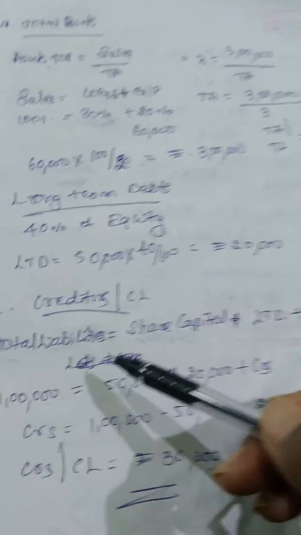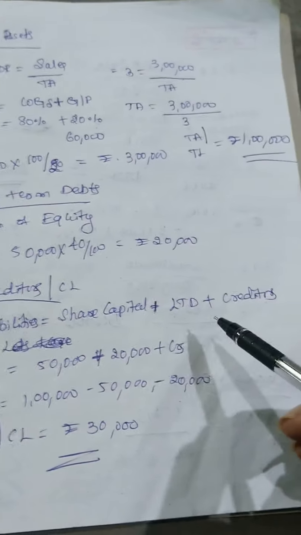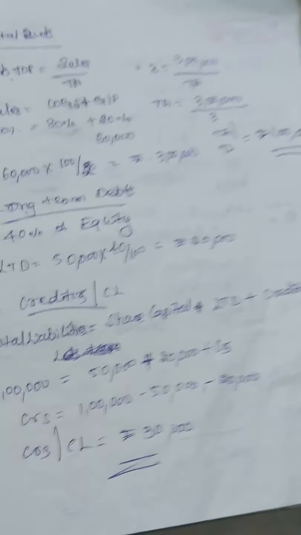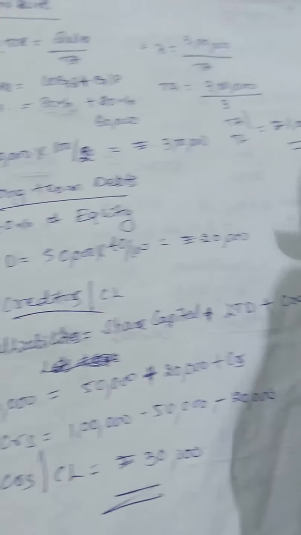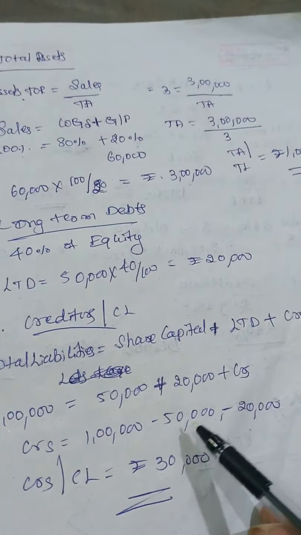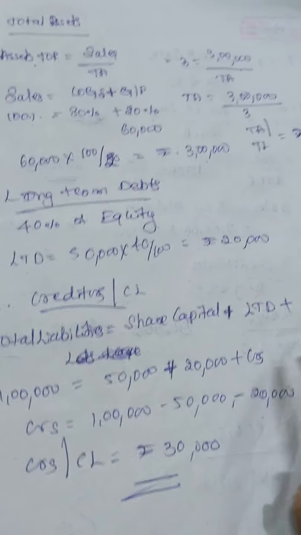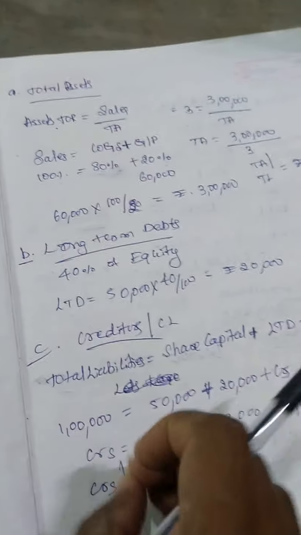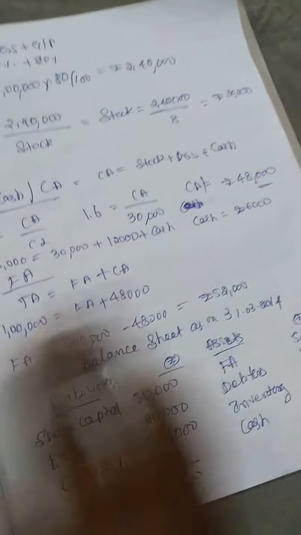Now creditors: total liabilities equals share capital plus long term debt plus creditors. Now we don't know total liabilities, but as per accounting rules assets equal liabilities. So we have total assets, that is 1 lakh. So total liabilities will become 1 lakh equals share capital 50, long term debt 20, plus creditors we need to identify. If you use that equation you will get creditors of rupees 30,000. So we got current liabilities, remember. This equation will help in finding the current assets.